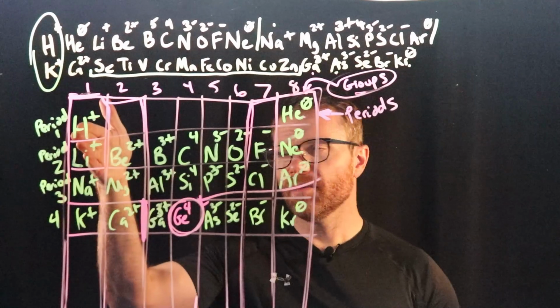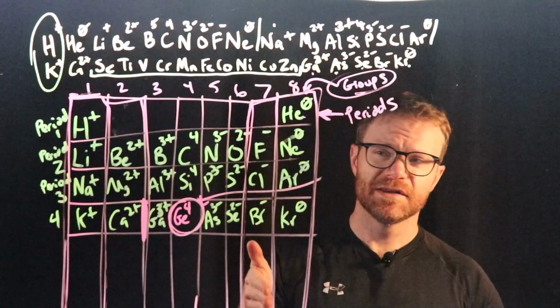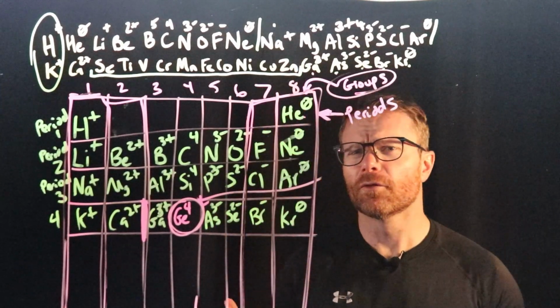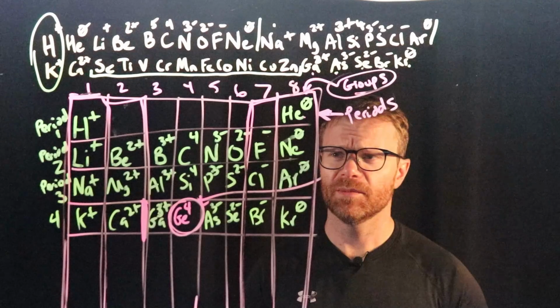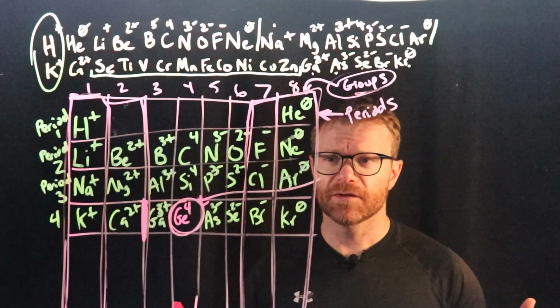Okay, so the alkali metals in column 1, alkaline earth metals in column 2, halogens in 17, and the noble gases in 18. Those are the only 4 groups that I usually ask my students to memorize. Okay, a few other things about the structure of the table.